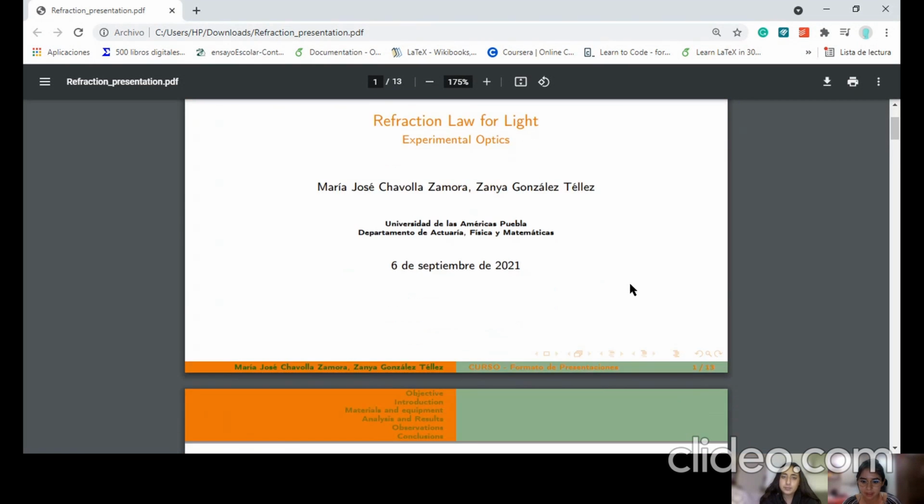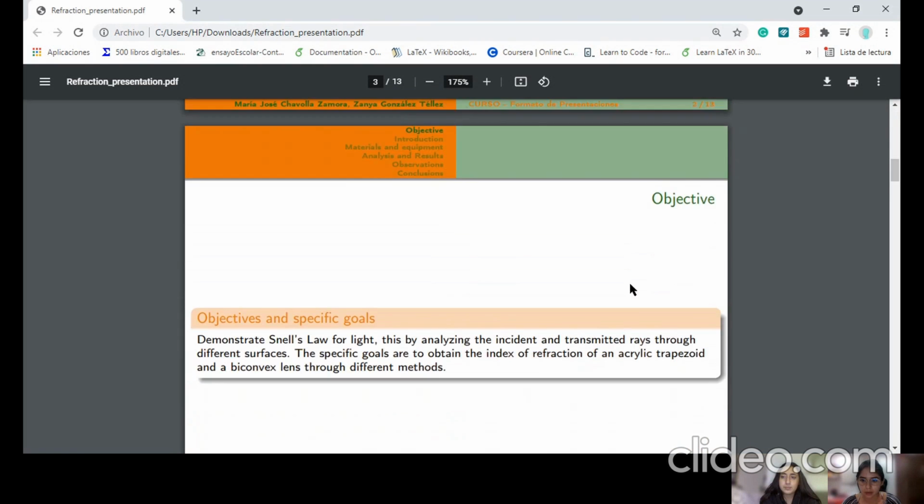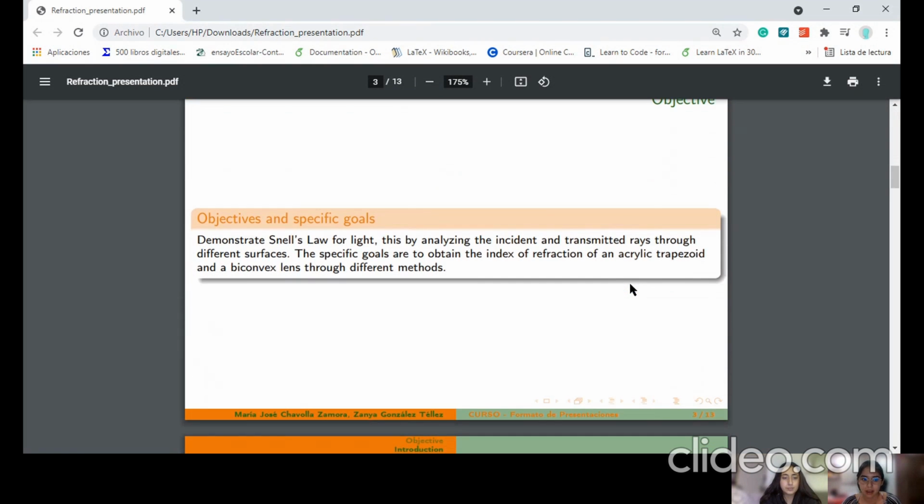Law for light. This is the overview of our report, and we are going to begin with the objectives. Our objective is to demonstrate Snell's law for light by analyzing the incident and transmitted rays through different surfaces. The specific goals are to obtain the index of refraction of an acrylic trapezoid and a biconvex lens through different methods.